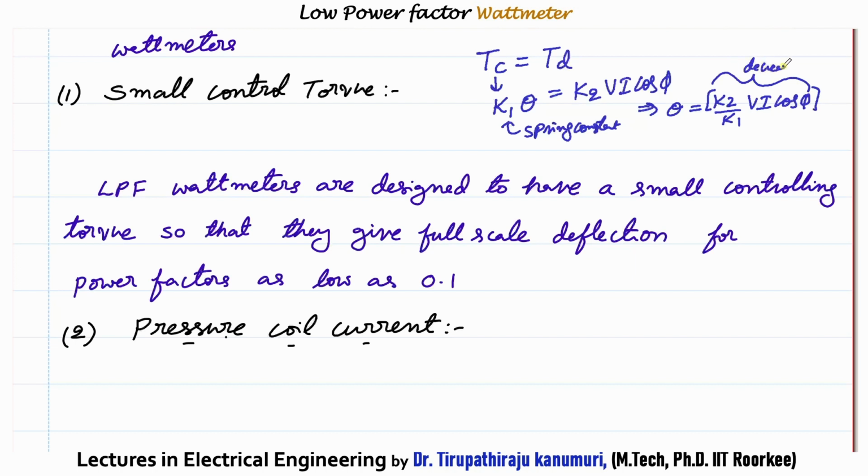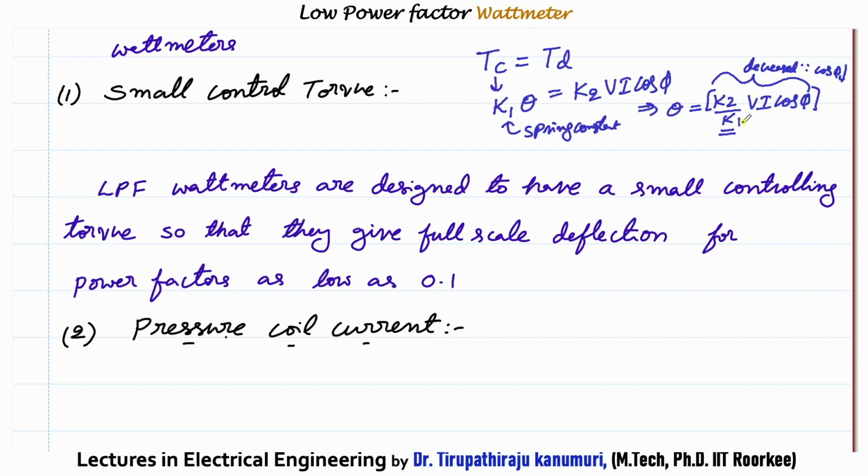So let us assume this top parameter is decreased. Why it is decreased? The reason is cos phi is decreased. So if you want to maintain the same angle even when the cos phi is decreased, how can you do it? By changing the value of K1. That means what you have to do? You have to decrease the value of K1 such that this will be compensated.